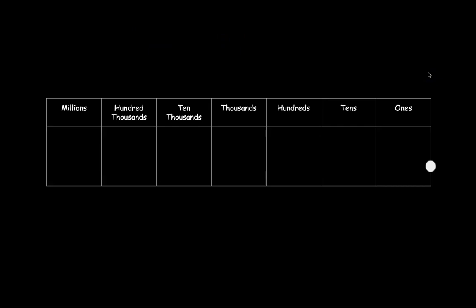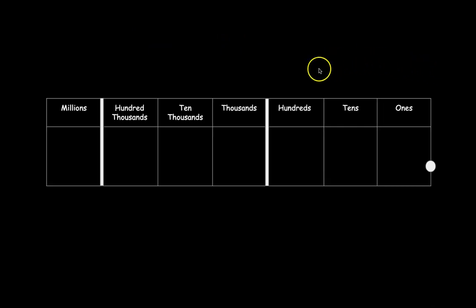The other thing I'm going to do to make it easier for us, between the hundreds and the thousands, I'm going to put a marker. When you write numbers, you would often leave a space there or put a comma. And I'm going to do the same between the 100,000s and the millions. If you're not sure about that, see my video entitled How to Read Whole Numbers.